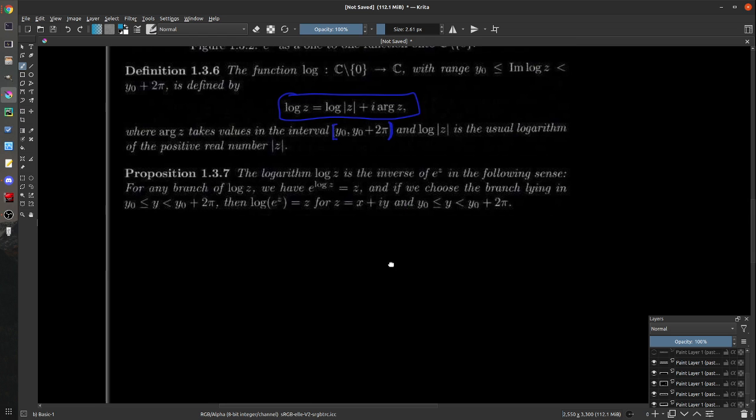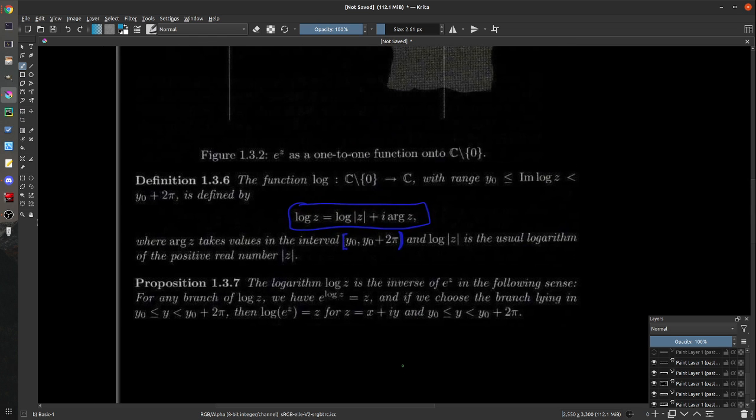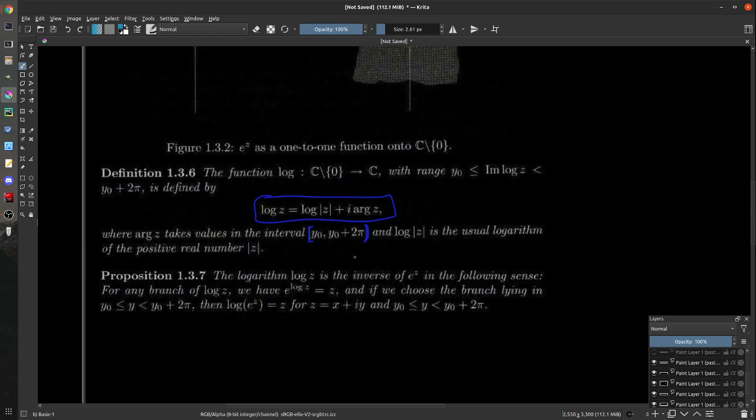And this turns out to be the case. So this is proposition 1.37 in your text. The logarithm is the inverse of the exponential function, e to the z, in the following sense. For any branch you choose of log z, which just corresponds to choosing a y naught, then e to the log z is just z. Oh, okay. And if you choose the branch lying in this little piece right here, from y naught up to 2 pi, right?